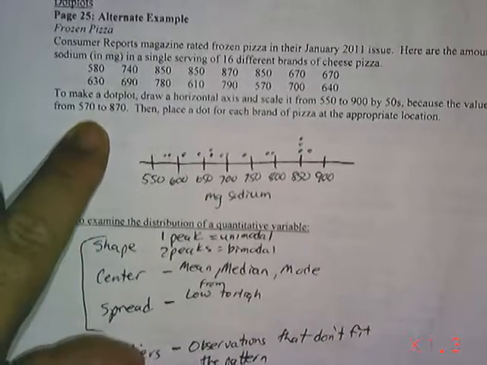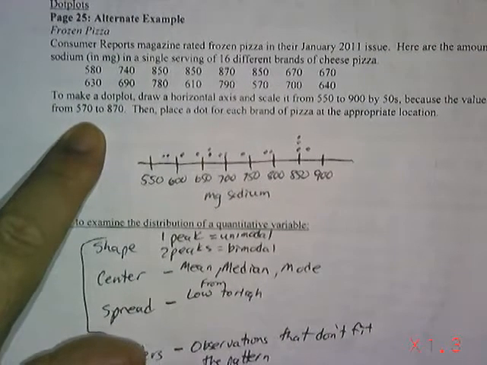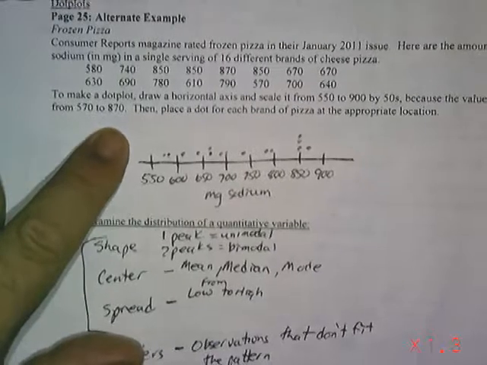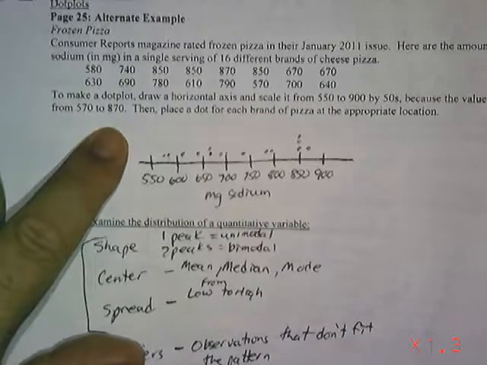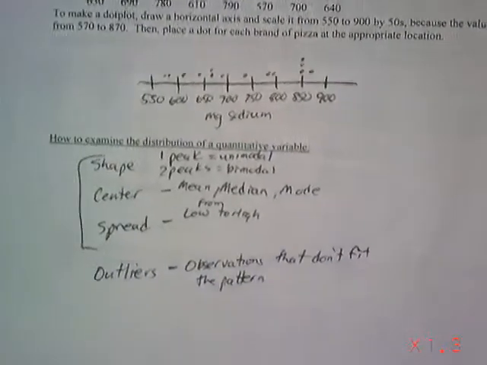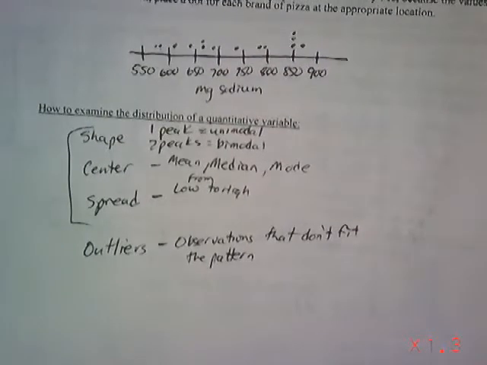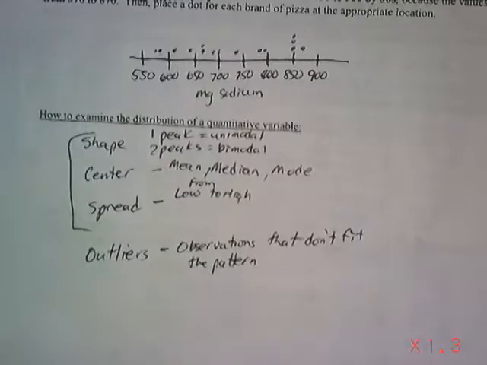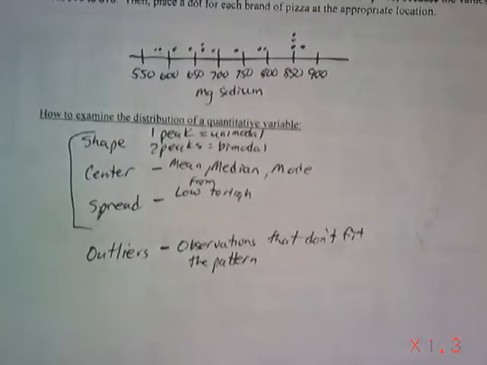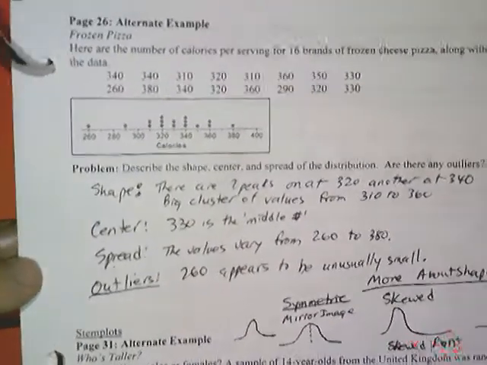330 is right about in the middle here. And the spread, well, the values go from 260 to 380. And outliers, well, the 260 is quite a ways out. Our data is all bunched up here from 290 to 380, and then 260 is a little bit away, so we'd probably say 260 is an outlier. It's unusually small. Okay.